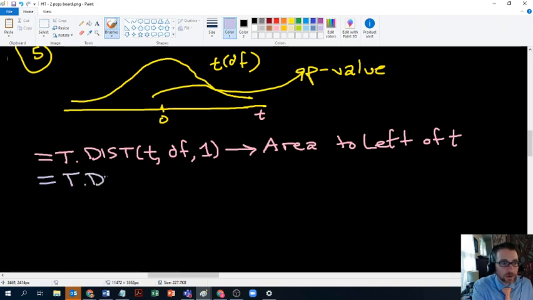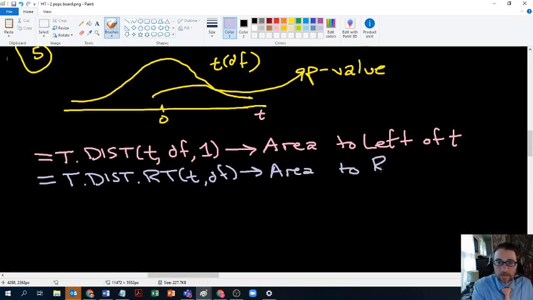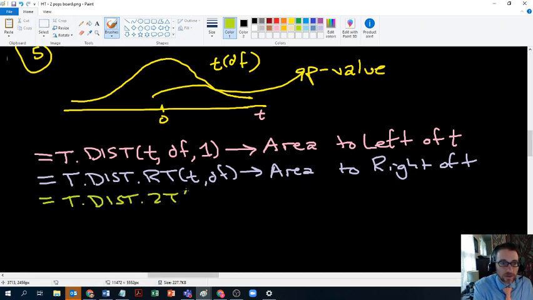If you want to, you can use T.DIST.RT, right tail, t comma df, and this will give you the area to the right. It's a shortcut for certain applications. Maybe you want it, maybe you don't. And then finally, if you want, there's also a two-tail analog, T.DIST.2T. I don't love this one. This is the two-tailed area. I'll tell you why.